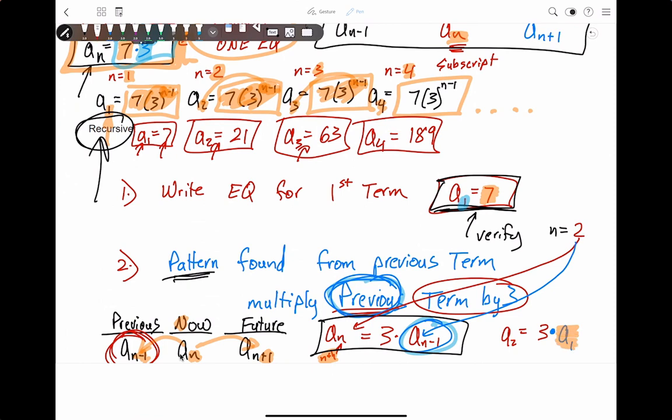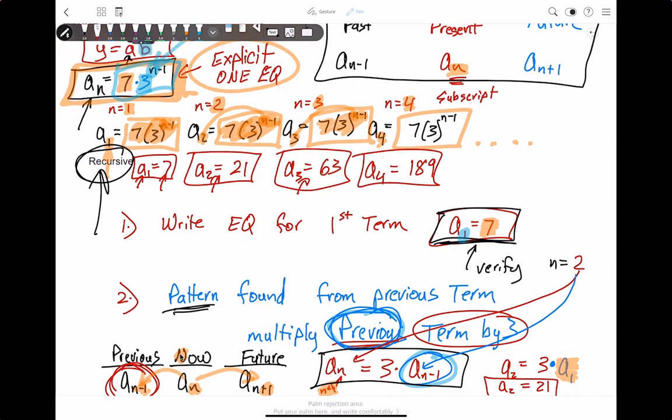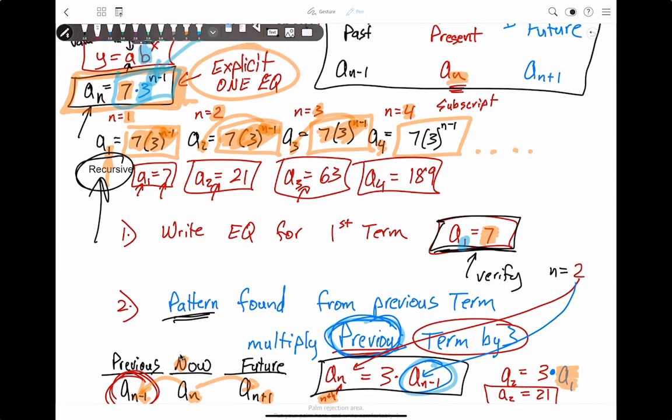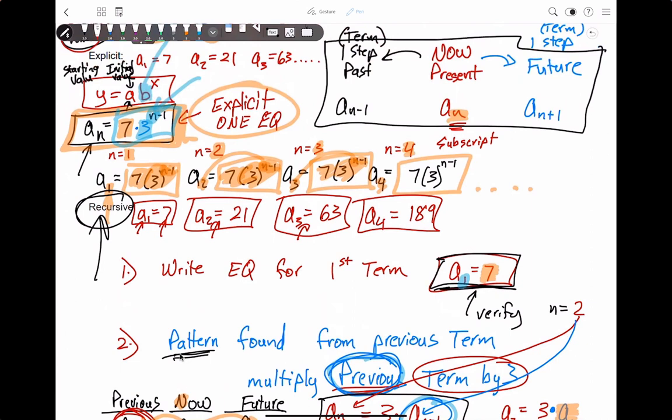Well, 3 times 7 is going to be 21. And what is 21? It's the value of the second term, which is exactly what we had over here as far as in our table. That's how the recursive formula works.